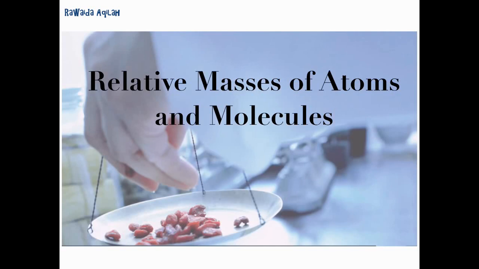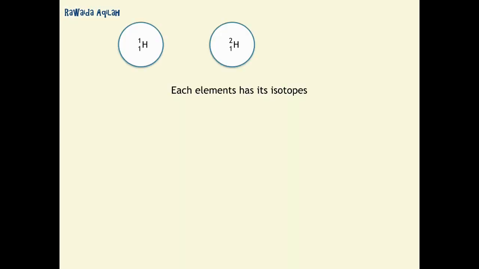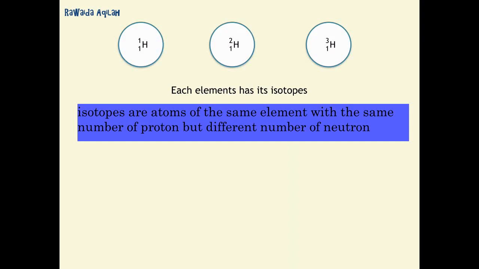Relative masses of atoms and molecules. Each element listed in the periodic table has its own isotopes. Isotopes are atoms of the same element with the same number of protons and electrons, but with a different number of neutrons. For example, the hydrogen atom has 3 isotopes.